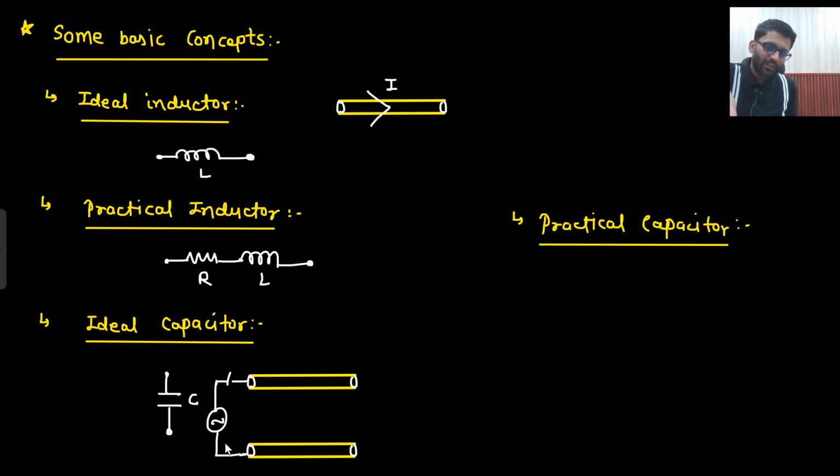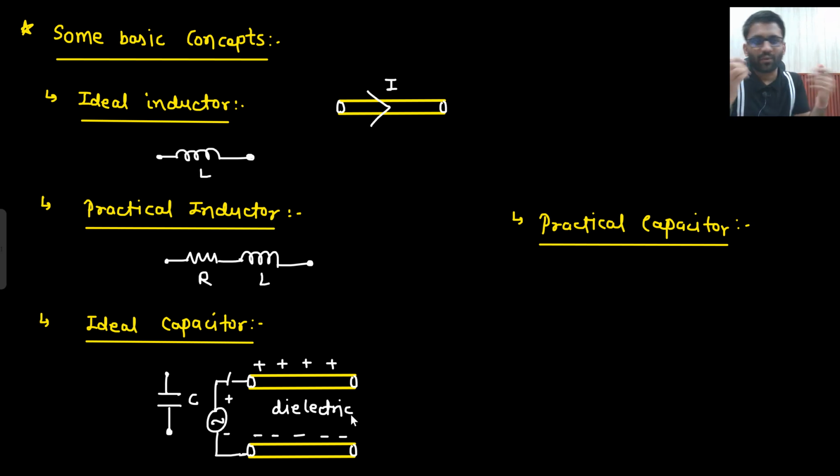If they are excited by a source, that means here there will be some positive charge and here there will be negative charge, or you can say zero charge. Basically two wires are there, and in between I am connecting a battery. So on this particular wire there will be positive charge, on this one negative, right? And between two wires there is some dielectric, or you can say there is some air.